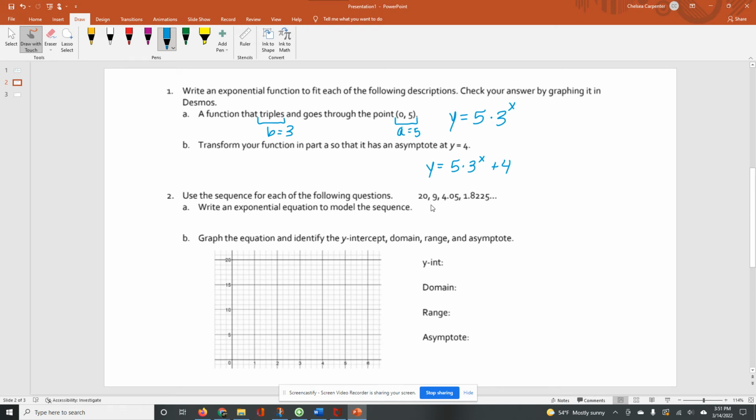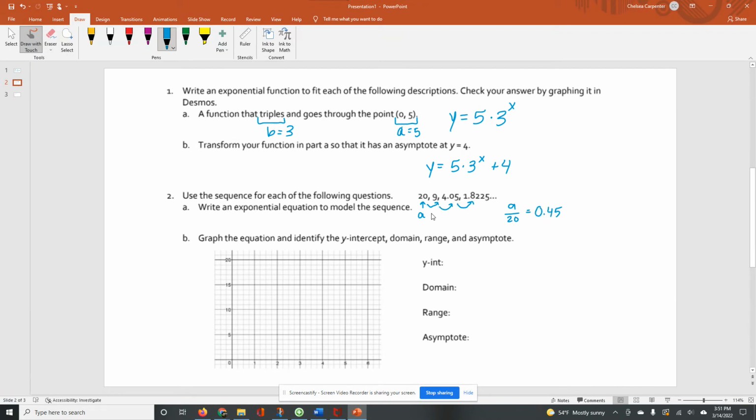Problem 2, use the sequence to the right to answer these questions. So write an exponential equation. To write an exponential equation, if you're given a sequence, this is your initial value, so that's your a value. And to figure out b, we want to figure out what's happening to go from one number to the next. So to figure that out, I could take 9 and divide by 20 to figure out what we're multiplying by. And it's going to be a fraction because it's getting smaller. And that gives us the fraction 0.45.